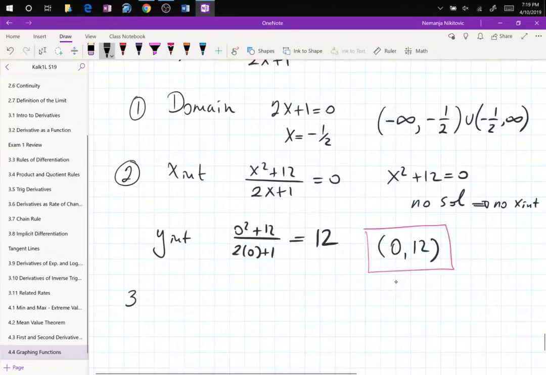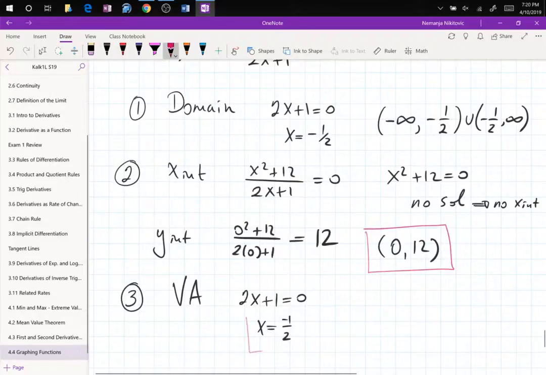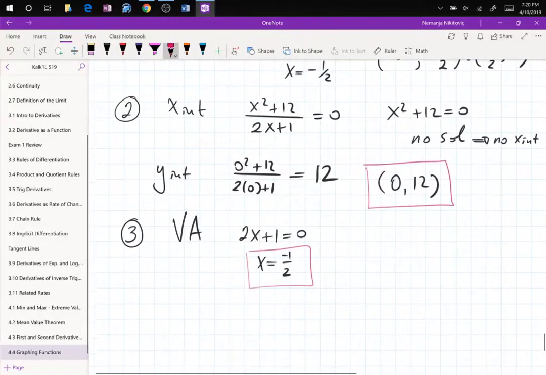Number 3, vertical asymptote. Well, we see that our domain is interrupted, and it's interrupted exactly where the vertical asymptote is, because we have 2x plus 1 equal to 0 in the denominator. x equals negative 1/2. So I have a vertical asymptote at negative 1/2.